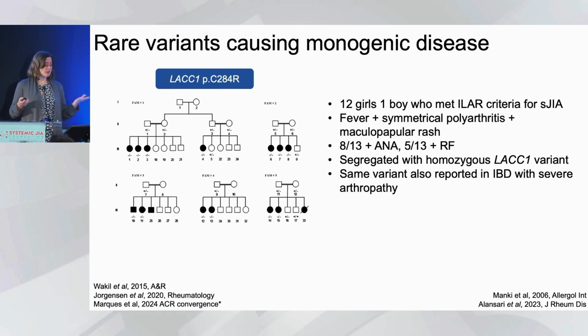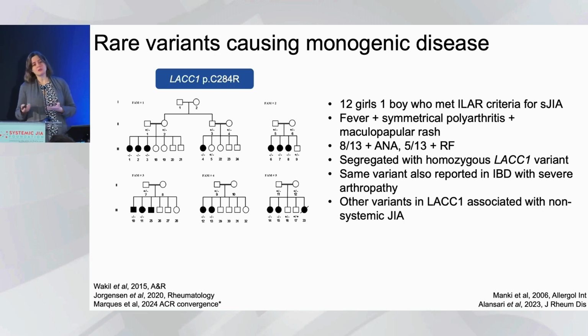And they did confirm the segregation of the phenotype with the genotype associated with these homozygous variants in the LACC1 gene. But later, the same variant was also found in patients who had inflammatory bowel disease with arthropathy, and some other variants in LACC1 were also found in patients who had other types of arthritis that were not necessarily systemic JIA. So it seems that LACC1 has this phenotype of severe arthropathy that may resemble SJIA, but I don't know if I would call it fully a monogenic form of SJIA because it has a slightly different phenotype.